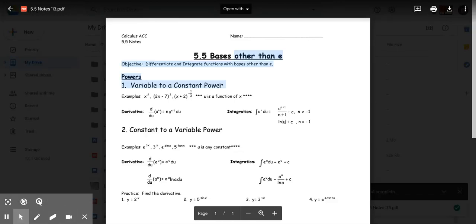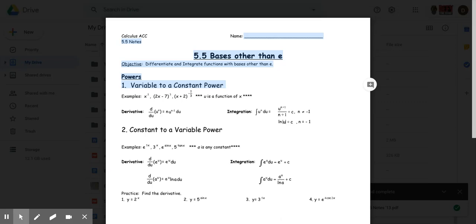All right, so we only have 3 more sections left. We're finishing with chapter 5 for this year. We have 5.5, 5.6, and 5.7 to do.